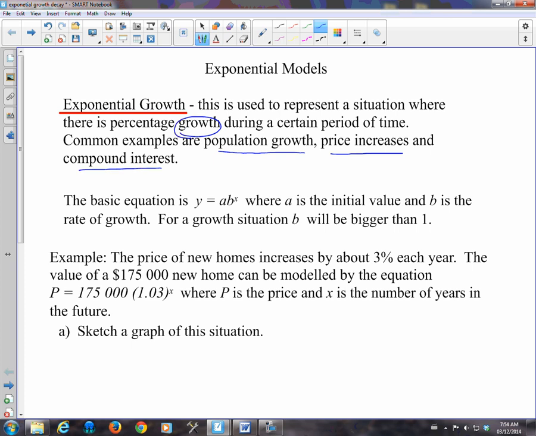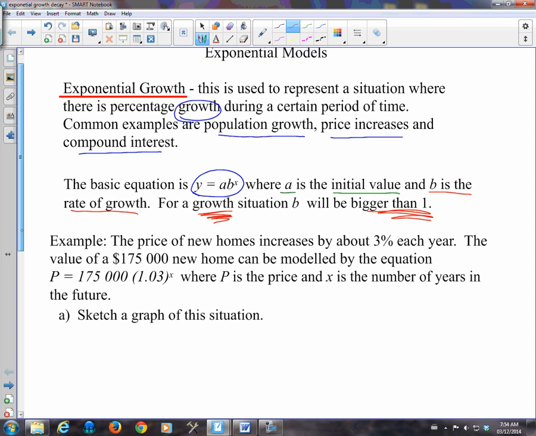Again, the basic equation is the same as what we've been dealing with. Y equals a b to the x, where a is the initial value and b is the rate of growth, the percent it's growing by. And for growth, this is really important. For growth, the rate of growth will always be bigger than 1.